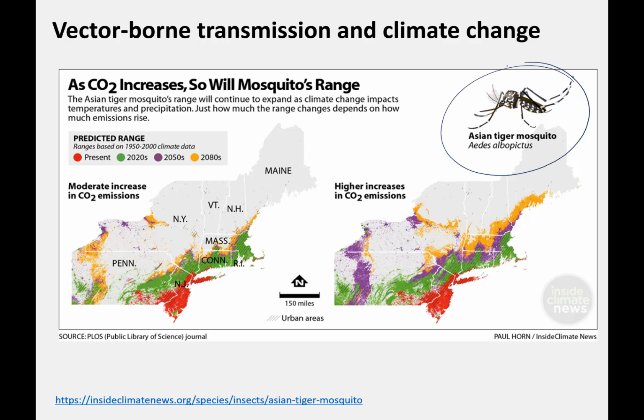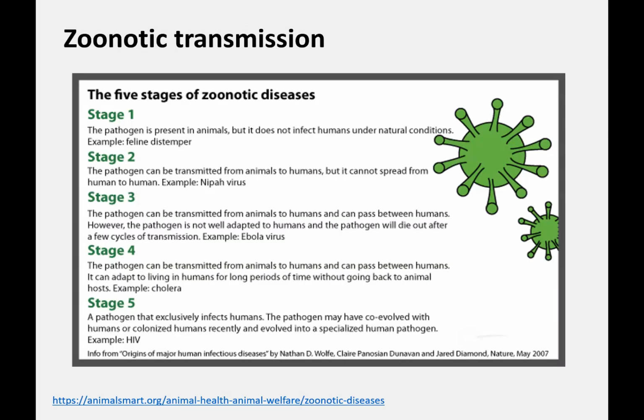And this is another one showing Aedes albopictus increasing its range as we get higher CO2 emissions, which, as you know, is greenhouse gases, which is warming the climate. Another type of transmission I want to talk about is zoonotic. So zoonotic we primarily define as animal to human.